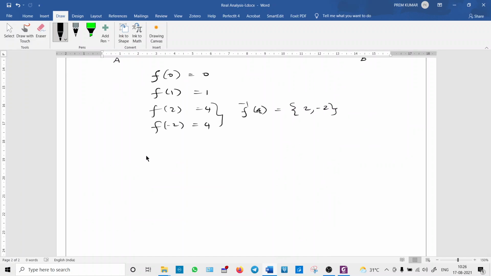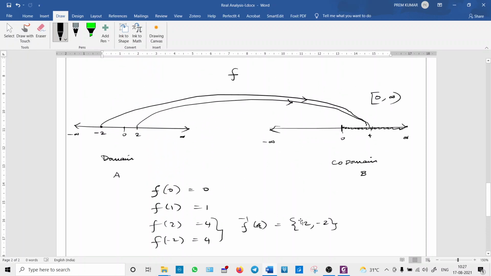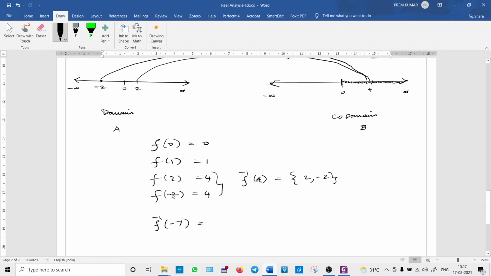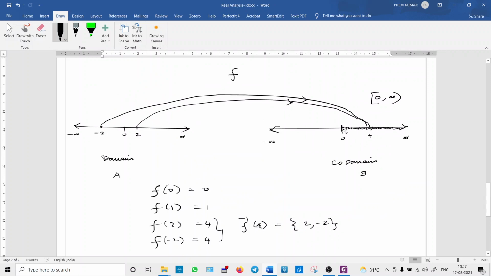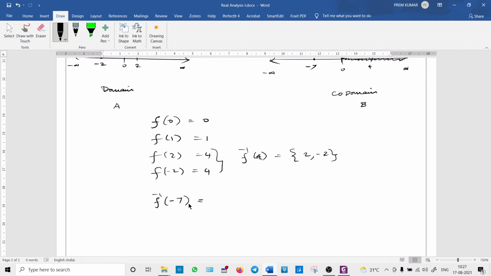And a very important thing, what is the inverse image of minus 7? It's a question. Here, for the inverse image of an element, that element you have to first take from where? The range. But here the range is what? 0 to infinity. But minus 7 is somewhere here. So there is no element mapped to minus 7 from A. So what is the inverse image of minus 7 under this mapping? It is an empty set. No element is mapped.